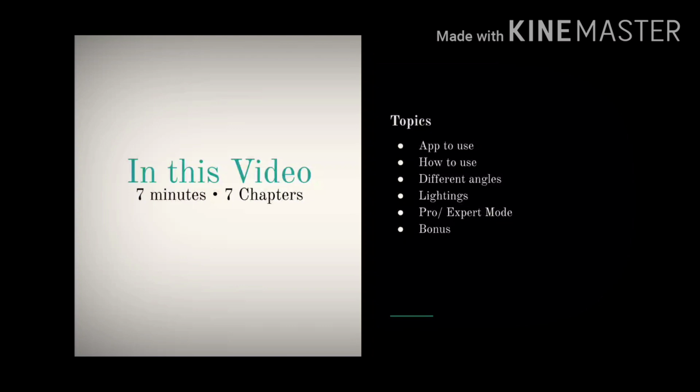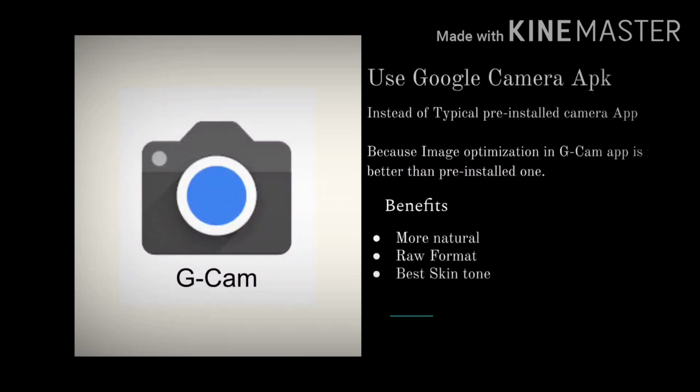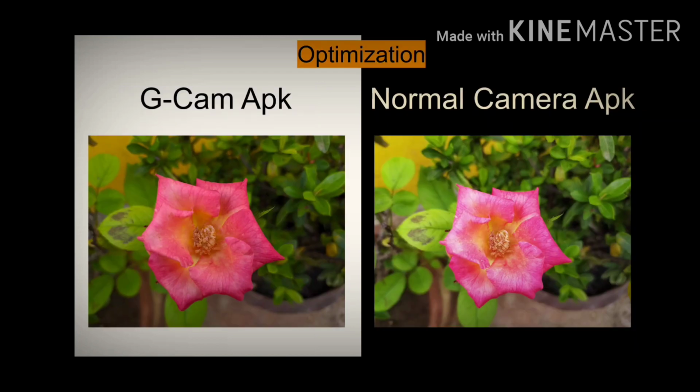Today we will learn which app to use, how to use them, different angles and lightings, expert or pro mode photography. In the last, there is something special for you. The first tip is try to use Google Camera instead of a typical pre-installed camera application made by the manufacturing company. Why? Let's see in the next slide.